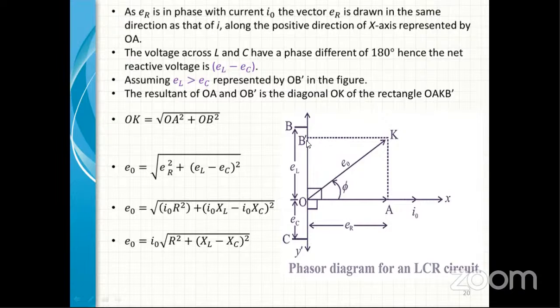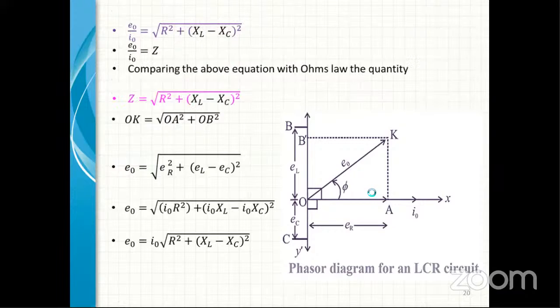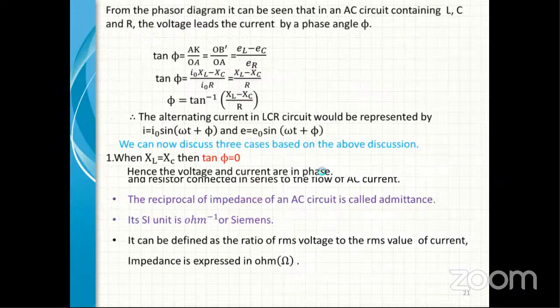And again, we know that this OB dash from this diagram is equal to EL minus EC. And again, we know that EL and EC have the values I naught XL and I naught XC. Just putting this value, see what happened here.